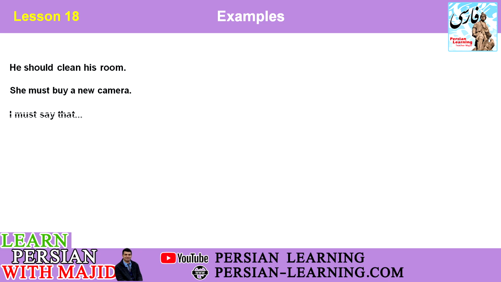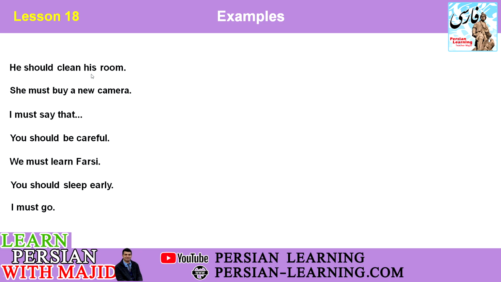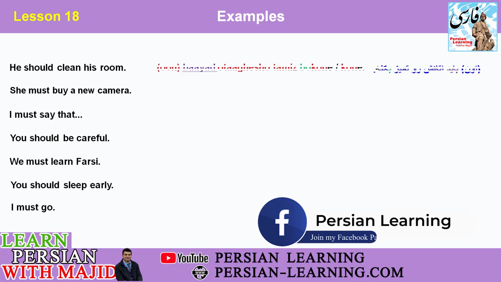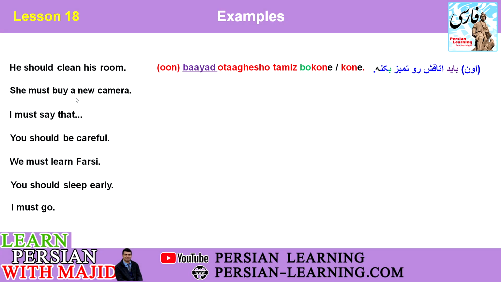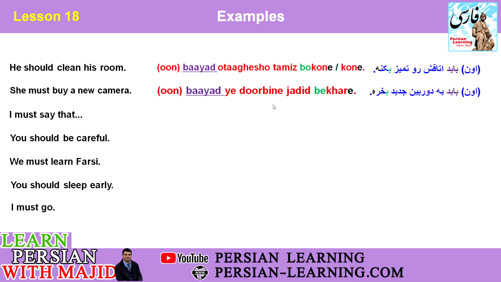Let's see the examples. He should clean his room. اون باید اتاقشو تمیز بکنه or تمیز کنه. She must buy a new camera. اون باید یه دوربین جدید بخره. Camera is دوربین. I must say that, and your sentence can continue. باید بگم که you should be careful. Careful means مواظب.